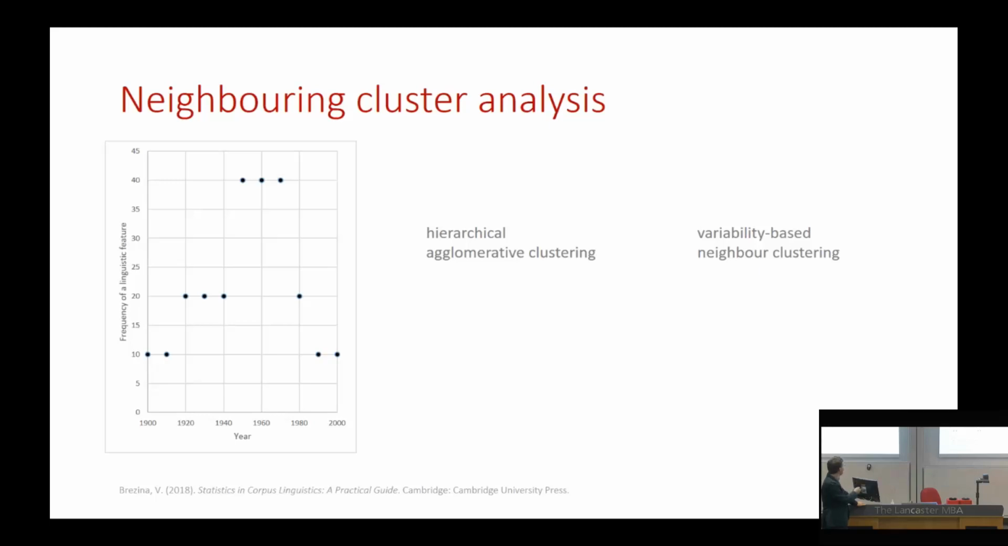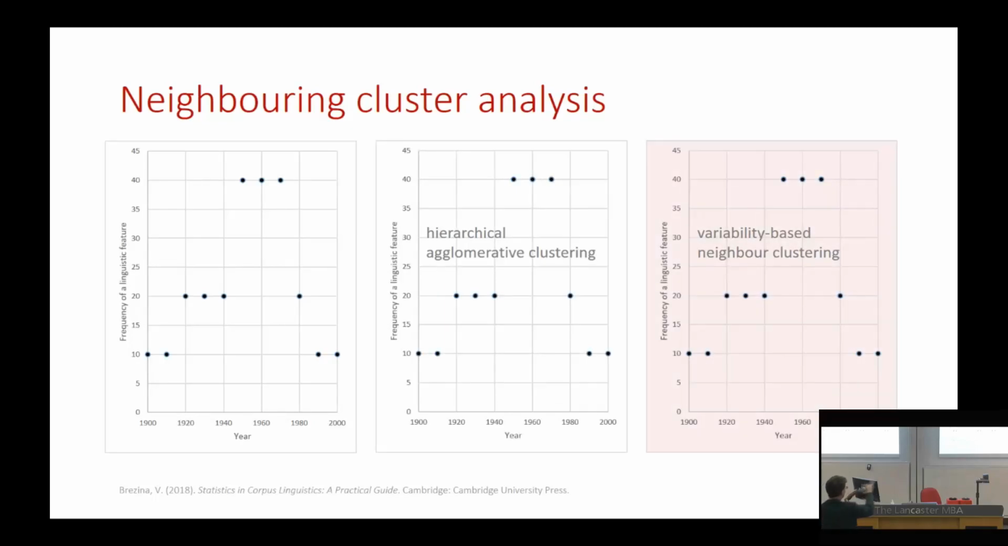There are different clustering analyses, hierarchical agglomerative clustering and variability-based neighboring clustering, the VNC. And they are used in two types of research. The first one is the default one that we use when we don't have diachronic data, because the standard procedure for creating clusters in linguistics and statistics is this, right? When we have the same data sets, in the first case, we would just go by similarity of values. So the first case would just cluster the values that are the same. So 40 would cluster together, 20 would cluster together, and 10 would cluster together, according to the frequency value, regardless of the period where these appear, right?